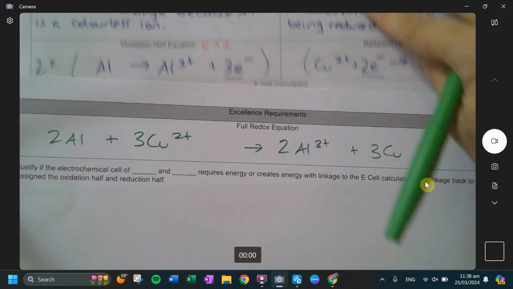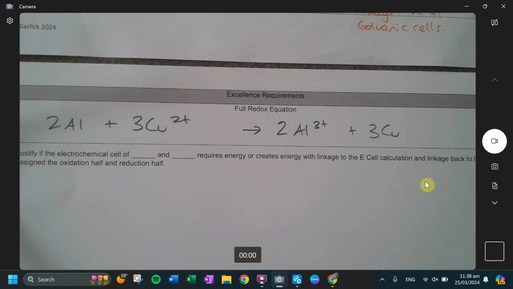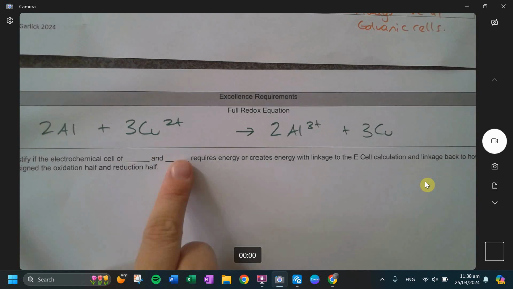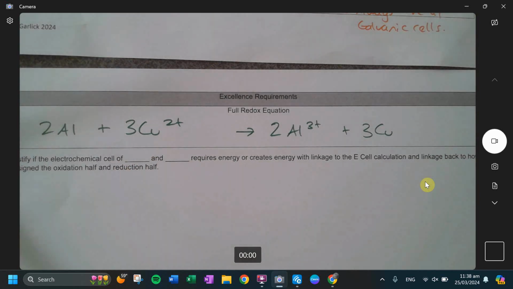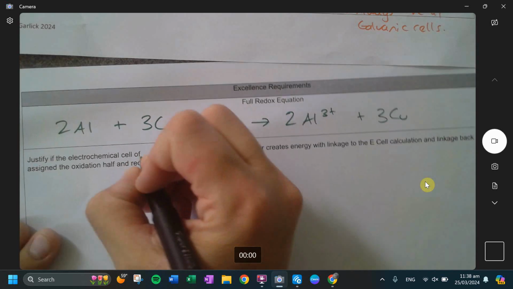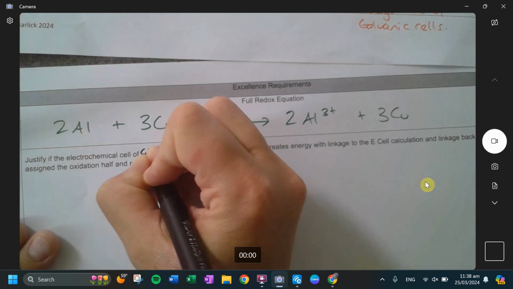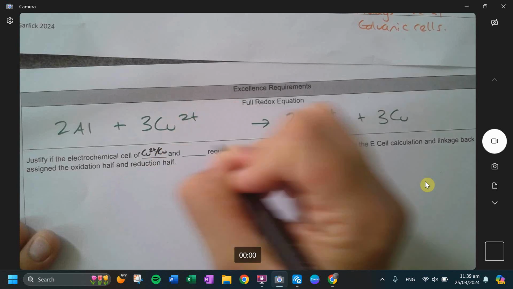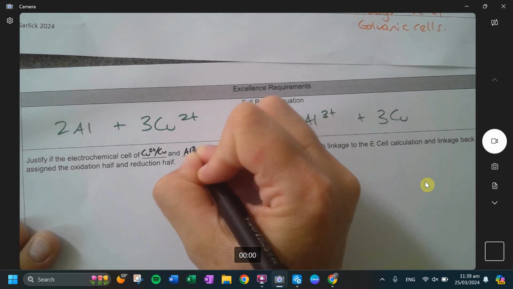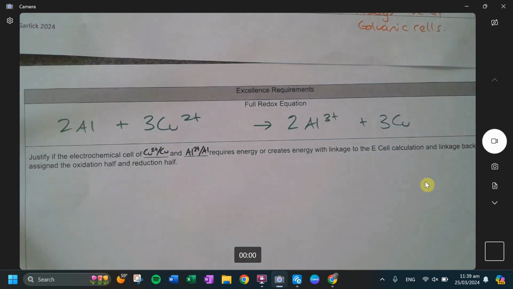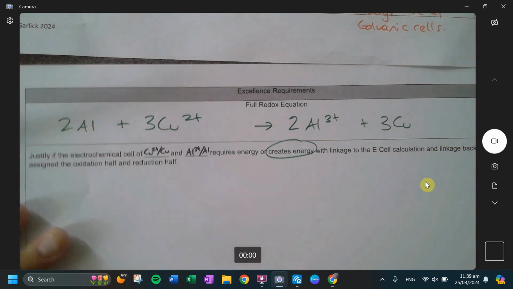Cool. All right, now let's talk about the justification. So I put in these two blanks in here, so that way we have that flexibility of reusing the same template for different questions. So we've done the electrochemical cell of copper, and aluminum, like that. So again, does this require or produce energy? This is going to produce energy. It creates energy.